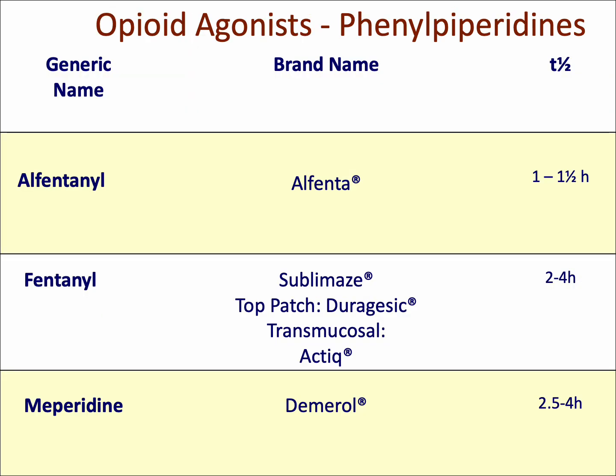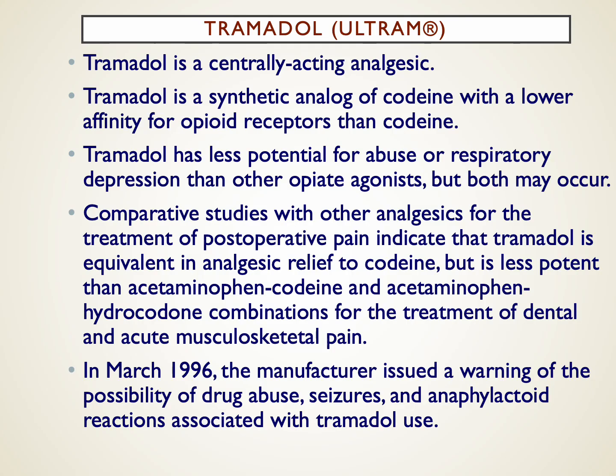A second group of drugs are also opioid agonists, but chemically different. Another opioid that can be used is sort of a weaker opioid. I'll use that term weaker. It's used when you really are trying to avoid the full opioids, but you have significant pain. That might be tramadol or Ultram. It's a centrally acting analgesic. It's a synthetic analog of codeine. It has less potential for abuse, perhaps, maybe less potential for respiratory distress, but it is an opioid, and both can occur, so you want to be aware of that.